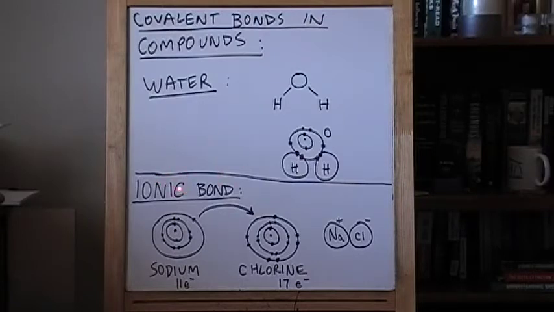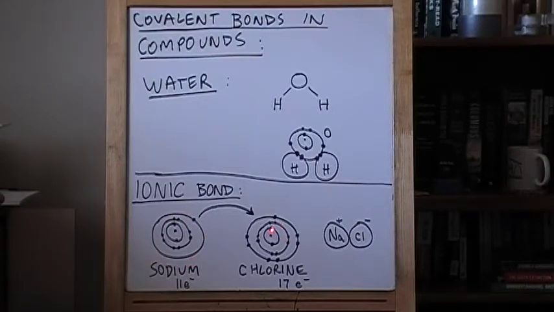The next type of bonding is called ionic bonding. And in an ionic bond, instead of sharing electrons, an electron is transferred from one atom to another. It's not shared, it's transferred completely from one atom to another. So an example is sodium chloride, or table salt. In sodium chloride, the sodium atom normally has 11 electrons. It has 2 electrons in its inner shell and then 8 in the second shell. And it has a single electron in its outer valence shell.